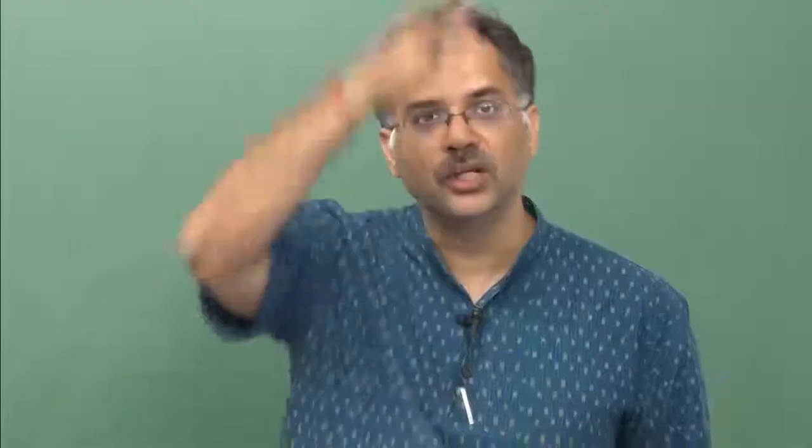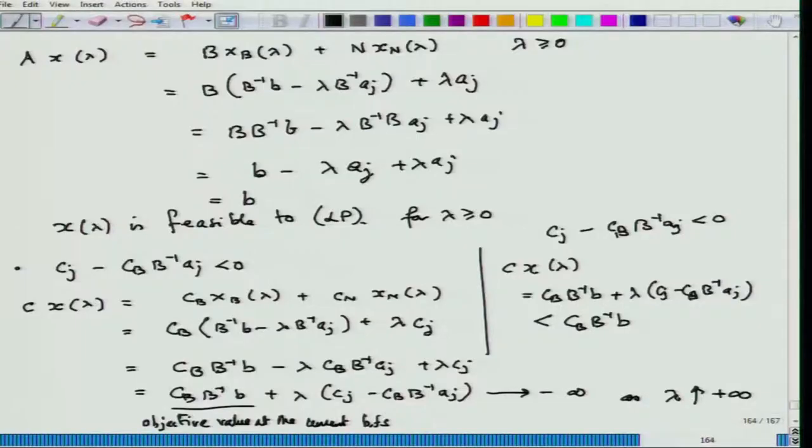So when you are doing the simplex method, once you find a column of the non-basic part at which the reduced cost coefficient is negative, you are sure that optimality is not reached. You can have a feasible point whose objective value would be better than your current BFS. So you have to go for a new one. Then you check whether B inverse a_j is less than or equal to 0, for all the columns in the non-basic part.